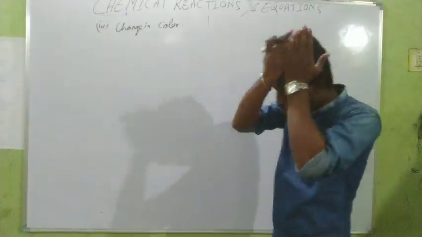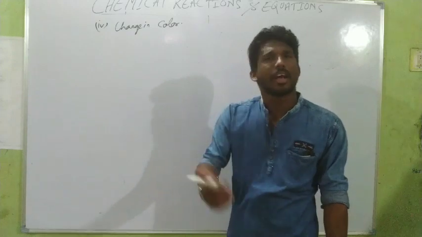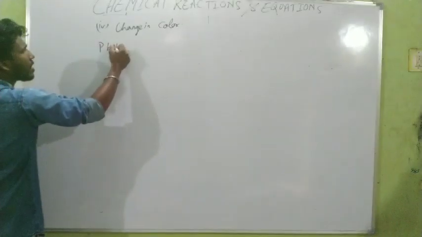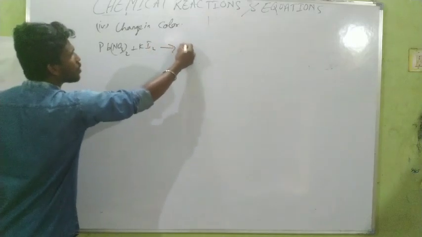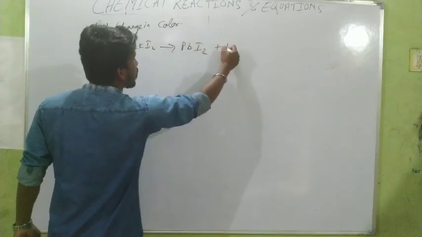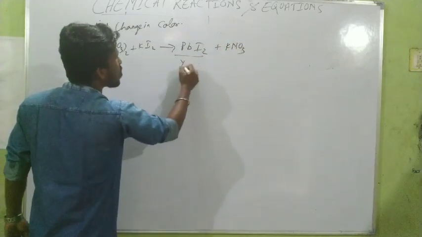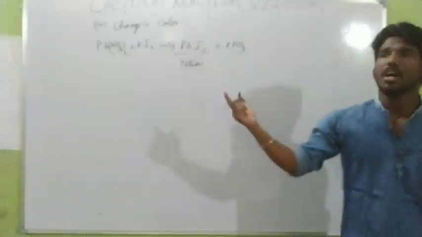So here we have a change in color. If there is a change in color, we will know that there is a chemical reaction. Previously I gave you the example of lead nitrate. Lead nitrate plus potassium iodide gives rise to lead iodide plus potassium nitrate. Here there was a color change, a yellow color came. So this can be an example of color change.